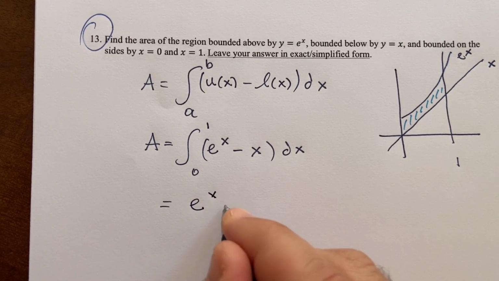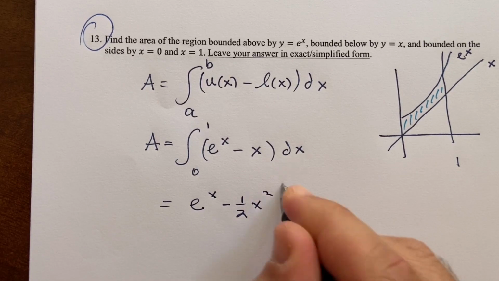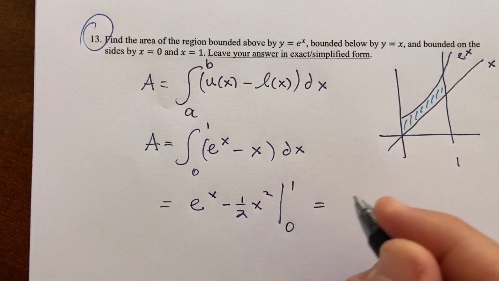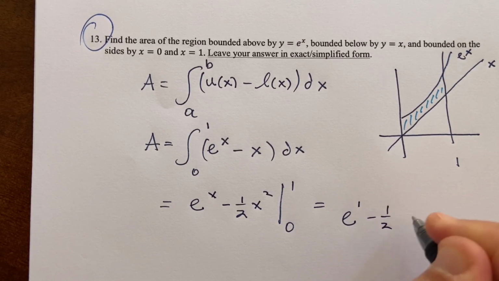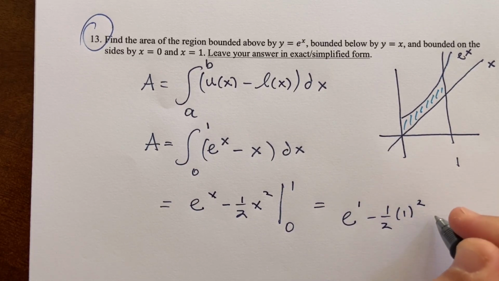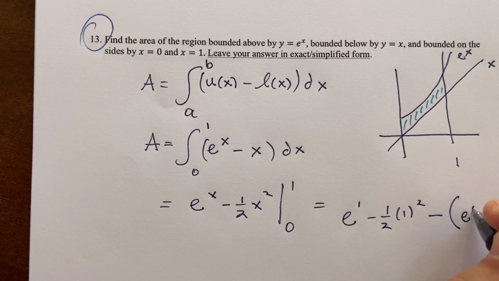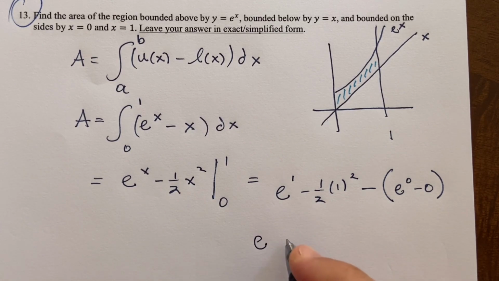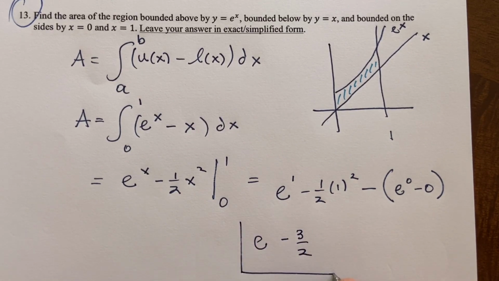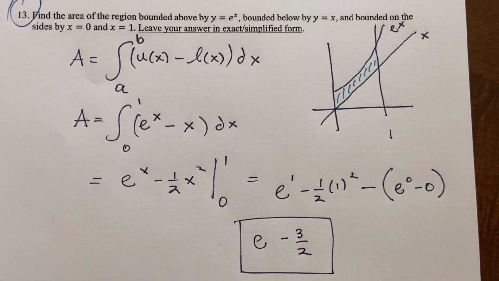Integrating, we get e to the x minus 1/2 x squared from 0 to 1. Evaluating, we get e to the 1 minus 1/2 times 1 squared minus e to the 0 minus, I guess we'd get a 0 there. So all we get is e minus 3/2 in the end. That would be the amount of area.